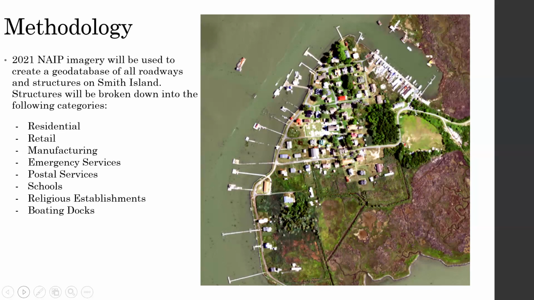And they'll be broken down into the categories of residential, a retail establishment, so a bed and breakfast, or a place you would purchase food or souvenirs. Manufacturing, because there are a few businesses on the island, such as a coffee bean processing company, emergency services, so your fire department, things like that. There are 2 post offices on the island, so those will be included, the 1 schoolhouse, any religious establishments, and then I plan to include the boating docks, since many of them are for employment and transportation on and off the island.